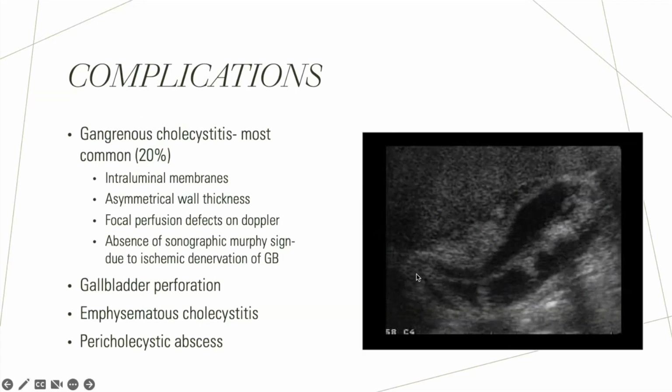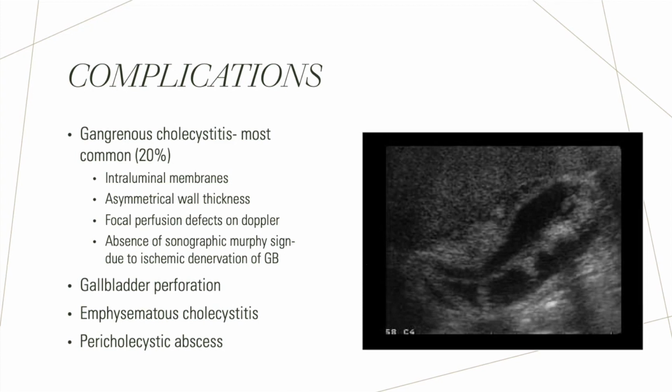Complications, there are many. The most common being gangrenous cholecystitis. So this is where you have some intraluminal membranes that you can see on ultrasound, as we see here. Asymmetric wall thickening, which is also represented in this image. I know this isn't the best quality, but we see some thickening here where it's kind of spared around here. And then we may have some focal perfusion defects on Doppler.